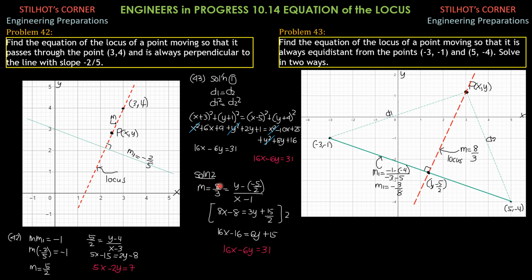Cross multiply: 8x minus 8 equals 3y, then 3 times positive 5 halves, negative of negative 5 halves is positive 5 halves, is 15 over 2. Then we multiply everything by 2: 16x minus 2 times 8, negative 16, equals 3y times 2, 6y, then 15 halves times 2, 15. Simplifying, 16x minus 6y equals 15 plus 16, which is 31, and that is the same as that. So that's it for this video.